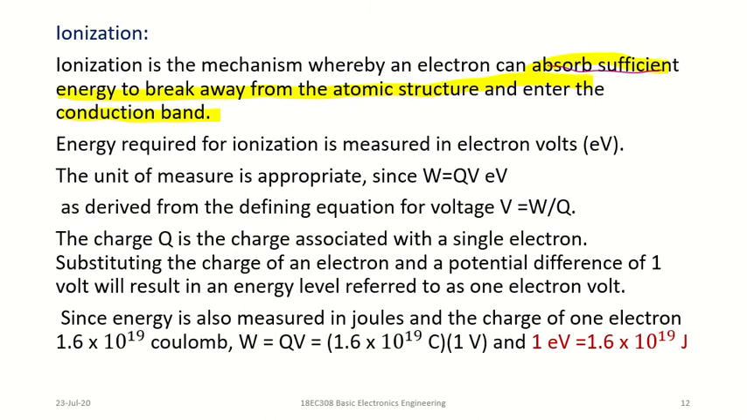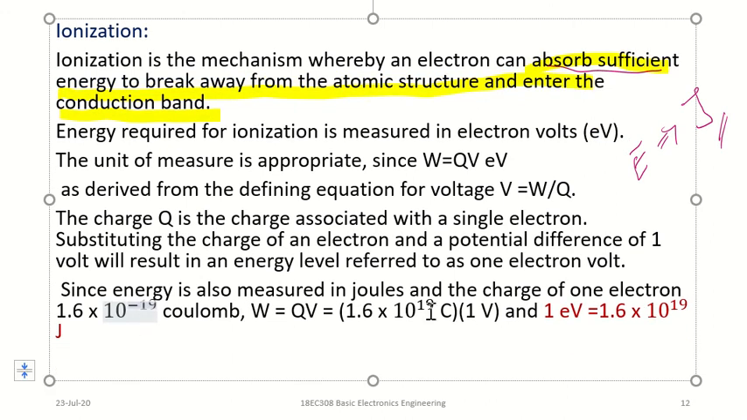Normally in engineering or physics, we measure energy in joules. But in electronics, we measure in electron volts, because the energy required is a very small quantity, of the order of 10 power minus 19. That's why we use electron volt units in electronics or semiconductors. Energy required for ionization is measured in electron volts, not in joules.